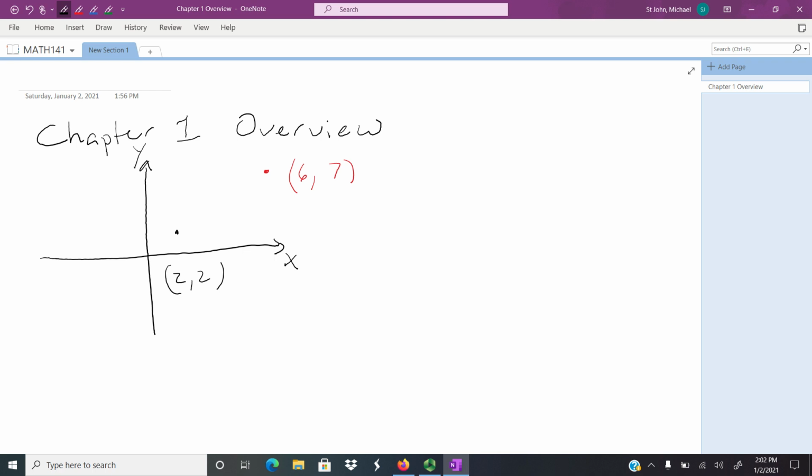So we want to be able to find out what is the distance between these 2 points. We want to know how far it is to go from 2, 2 to 6, 7. So we want to get that value. The way we can get that is a thing called the distance formula, and the distance formula is just a variation of the good old Pythagorean theorem.